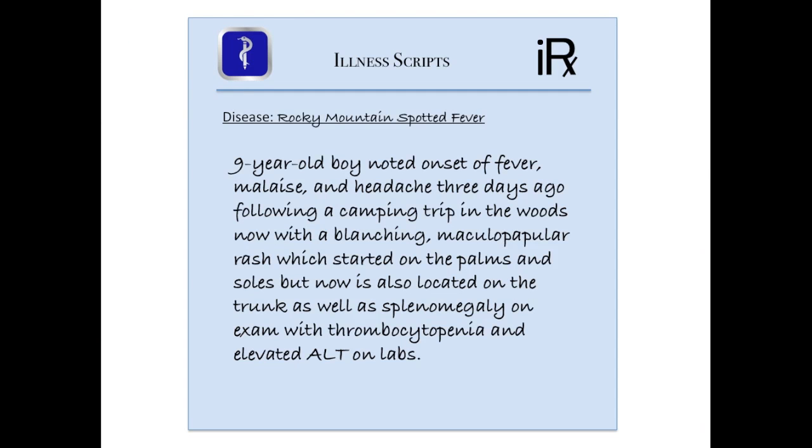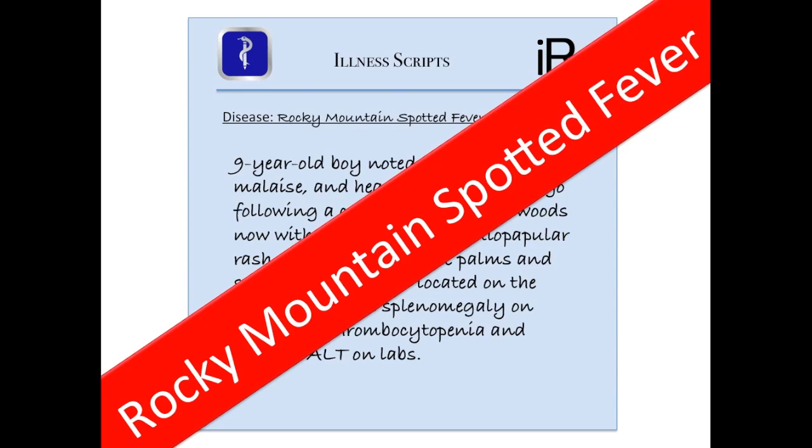Thus, an ideal illness script for Rocky Mountain Spotted Fever could be a 9-year-old boy, noted onset of fever, malaise, and headache 3 days ago following a camping trip in the woods, now with a blanching maculopapular rash which started on the palms and soles, but now is also located on the trunk, as well as some splenomegaly on exam, with thrombocytopenia and elevated ALT on labs.